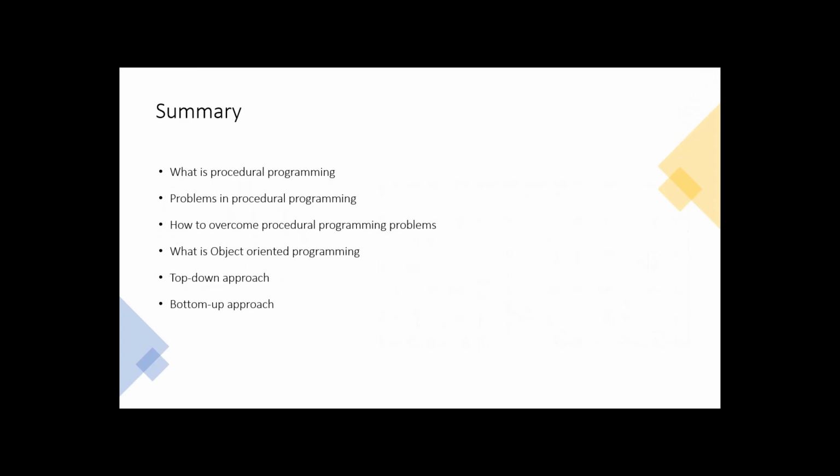Summary. So what we have covered so far: what is procedural programming, problems in procedural programming, how to overcome procedural programming problems, what is object-oriented programming, what is the top-down approach, and what is the bottom-up approach. So that's it in this video. Thanks for listening.